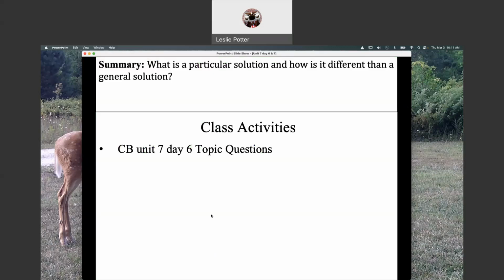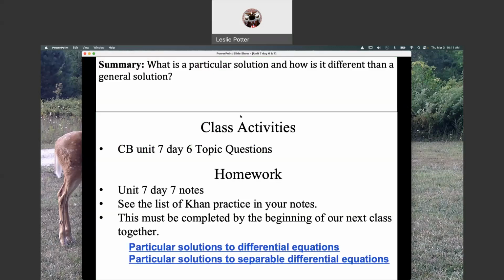Okay, so we know that a particular solution is the specific function. It's the solution function. It doesn't represent a family. It doesn't have a plus C. It's a specific function that we can graph and point to and say, yep, it goes through this point right here.